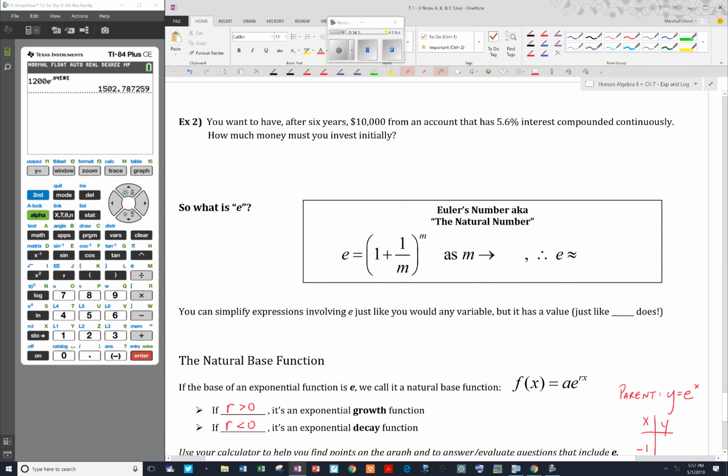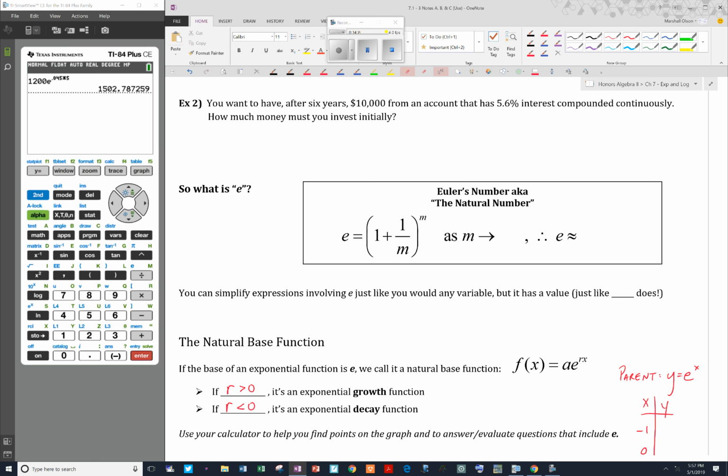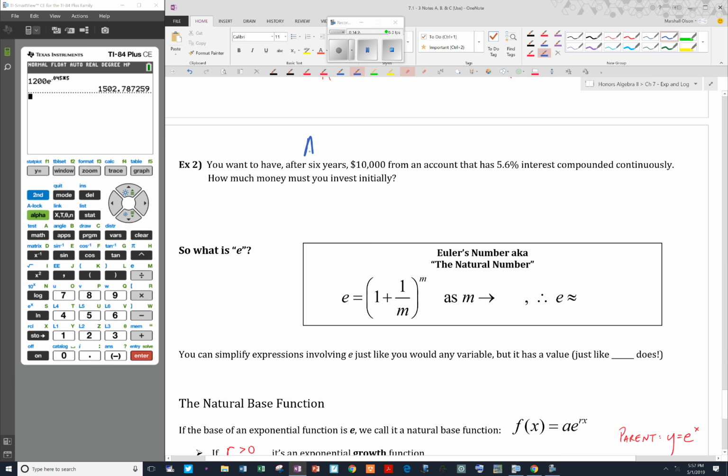All right. So the next example says, what if you want to have $10,000 after 6 years? Well, the formula we've been using, if it's compounded continuously, which this one says again, is Pert. Principal times e taken to the rt. Well, this time we want to find P. So if we solve this for P, we would divide both sides by that e to the rt. So that's how we're going to find the principal here.